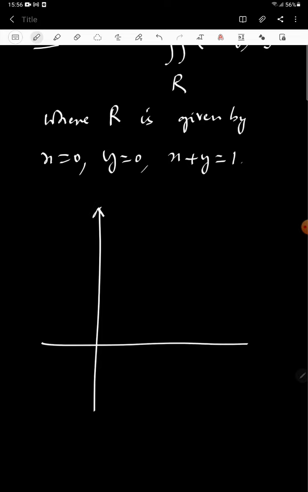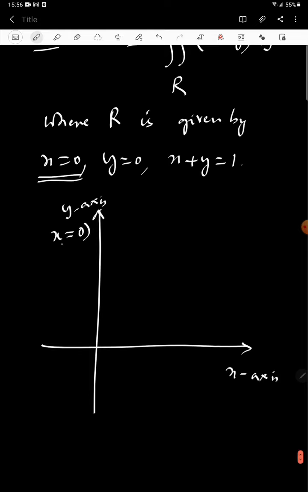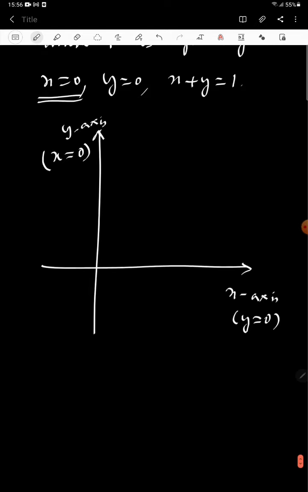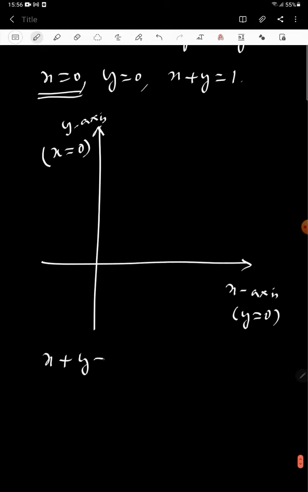So this is the x-axis, and this is the y-axis. Now x equal to 0 is nothing but the y-axis, and this x-axis is y equal to 0. And if you look at x plus y equal to 1, dividing by 1, that is nothing but x intercept is 1 and y intercept is 1. So if I take this as 1, for example, this much is 1, this is 0.5, so I get 1 here.